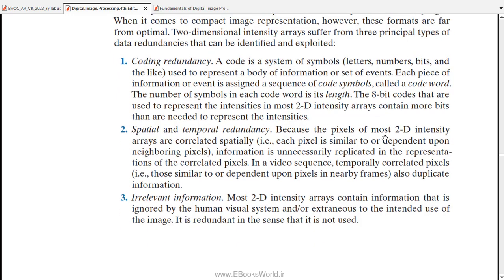Spatial and temporal redundancy: the pixels of most 2D intensity arrays are correlated spatially. That is, each pixel is similar to or dependent upon its neighboring pixels. Irrelevant information: most 2D intensity arrays contain information that is ignored by the human visual system.